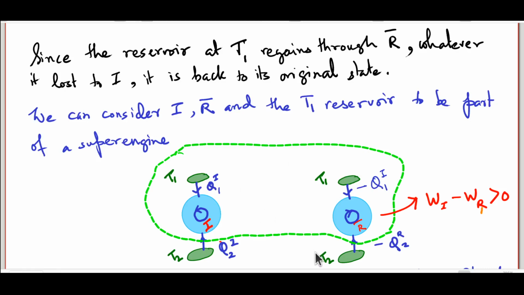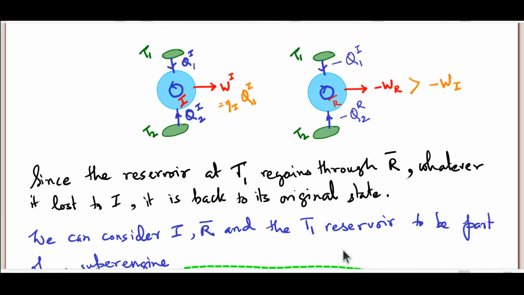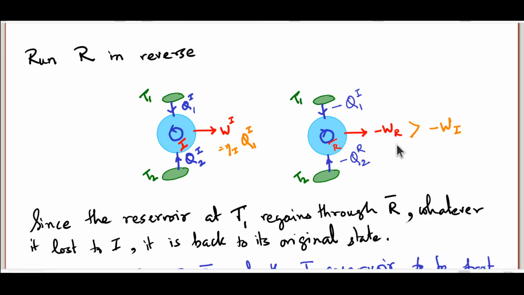And what this one engine does is that it takes heat Q2I from T2 and minus Q2R from T2 again here and converts that entirely into work. And how much work? Well, WI from here minus WR from here. So WI minus WR. But note that minus WR is actually bigger than minus WI. So when you add minus WR to WI, you get something which is more than WI minus WI. That is, you get something which is more than 0.